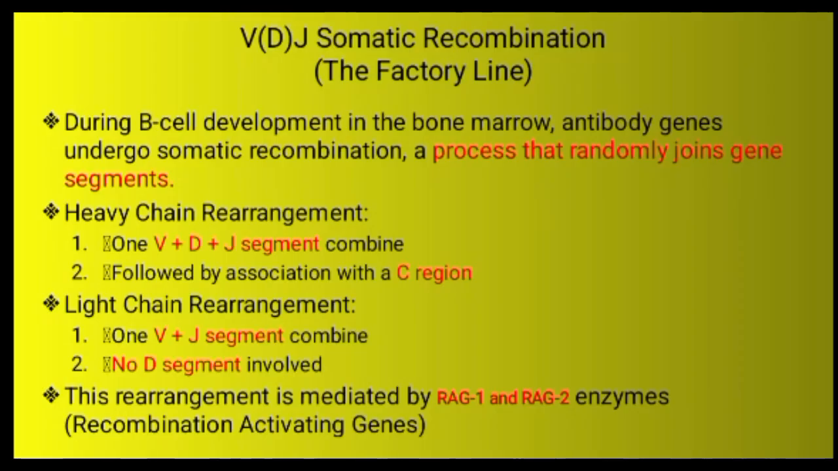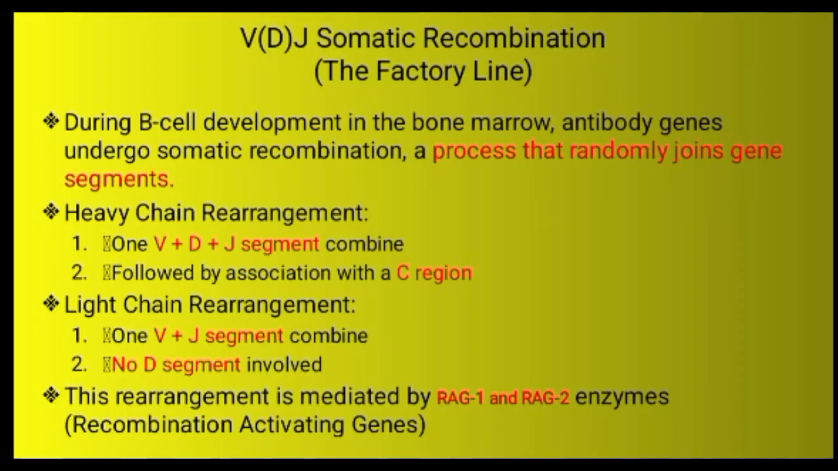But for us to clearly understand that, we have to follow what is called somatic recombination, or more simply VDJ recombination, where V stands for the variable region, D stands for the diversity region, and J stands for the joining region, which is the disulfide bond. During cell development in the bone marrow, antibody genes undergo somatic recombination, a process that randomly joins gene segments together to form the VDJ complex, which by transcription and translation will lead to the formation of the fragment of the Y-shaped immunoglobulin.